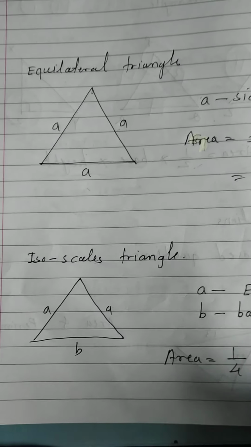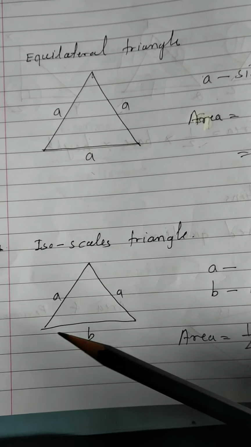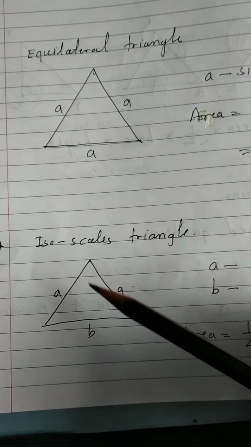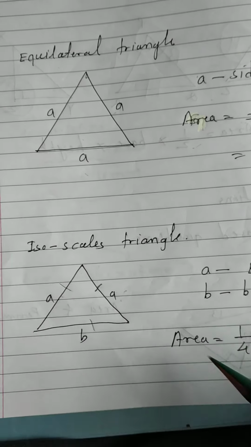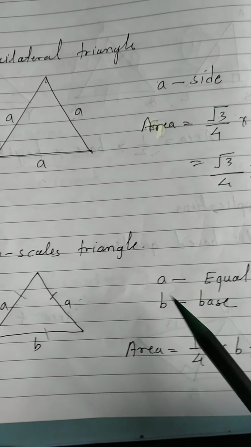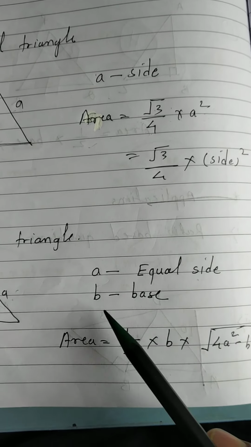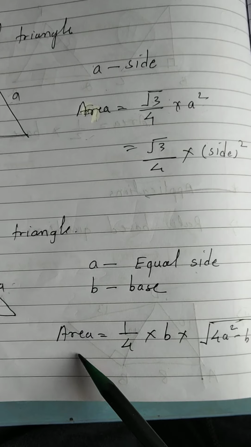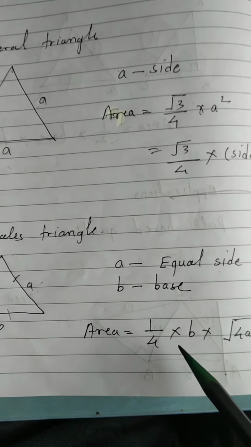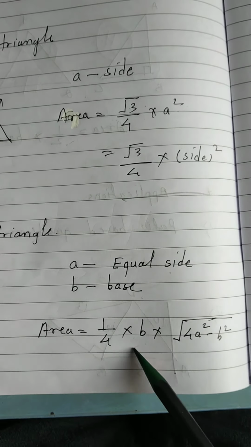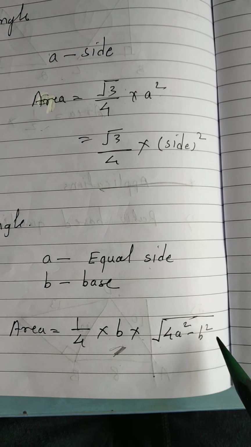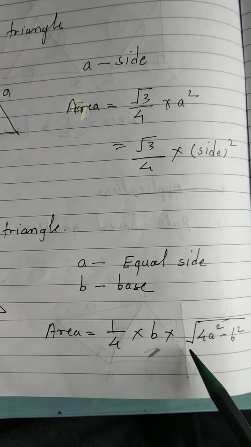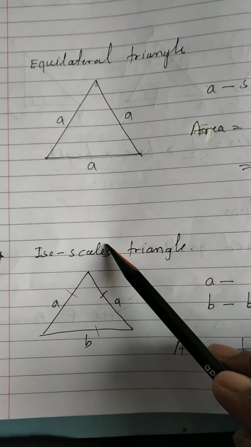Now next, if you come across isosceles triangle, here we have two sides A and A. These two sides are called equal sides, and here B is what? Base. So how to calculate the area of isosceles triangle? Here A is the equal side and B is what? Base. So when it comes to area of this type of triangle, the formula is 1 upon 4 into B, where B is what? Base, into under root 4A square minus B square. This is the formula for area of isosceles triangle.